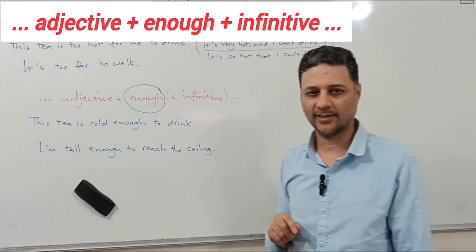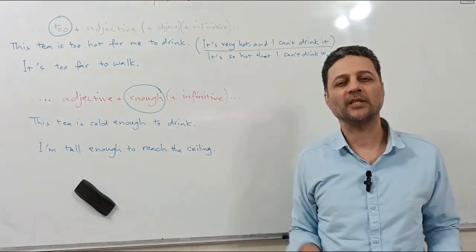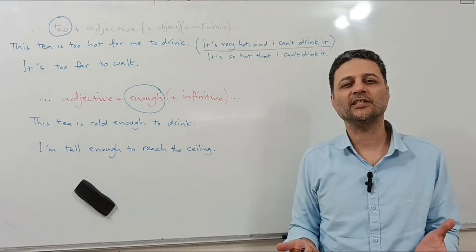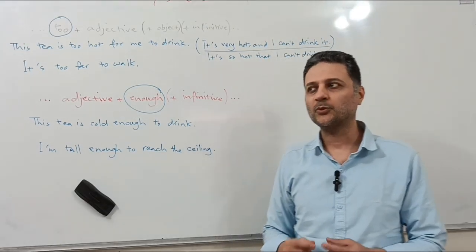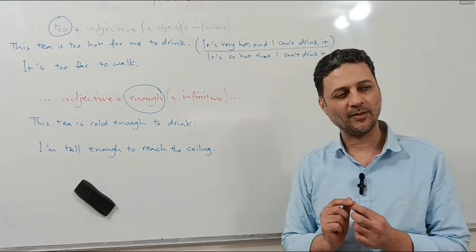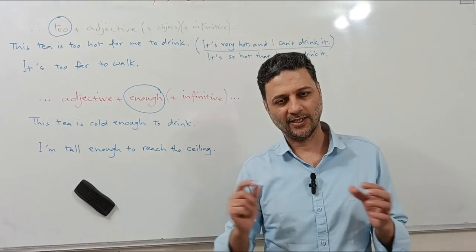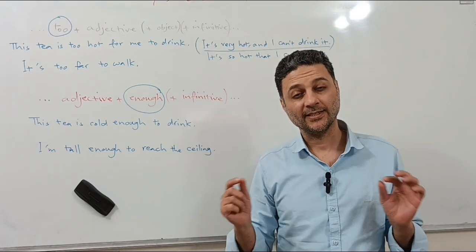Today's lesson is about too and enough. Actually, too has different meanings, but the basic meaning of too is very, to the extent that sometimes it becomes extremely, like very much. Sometimes it becomes negative.